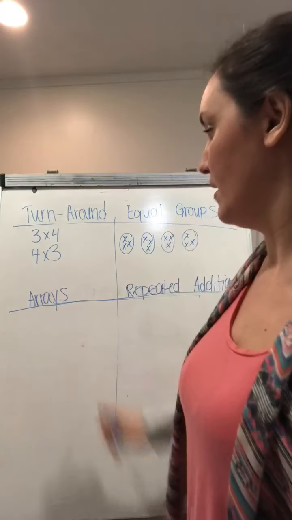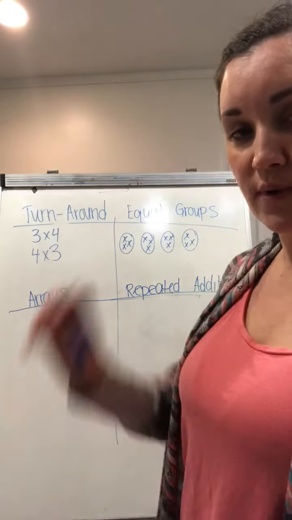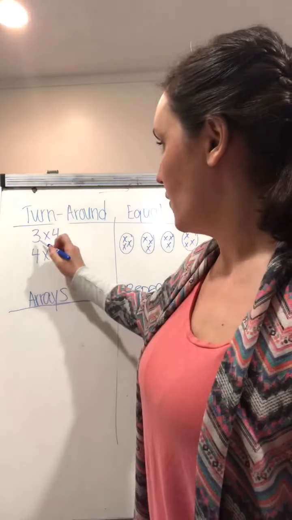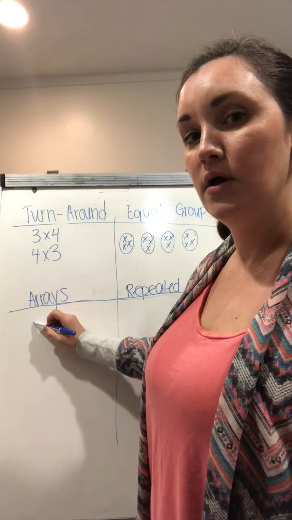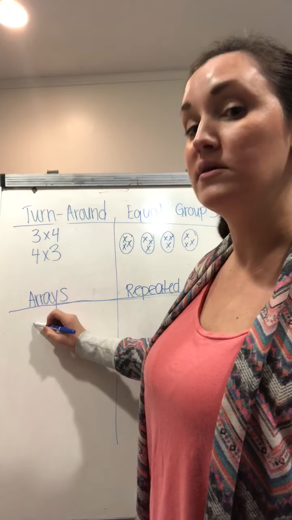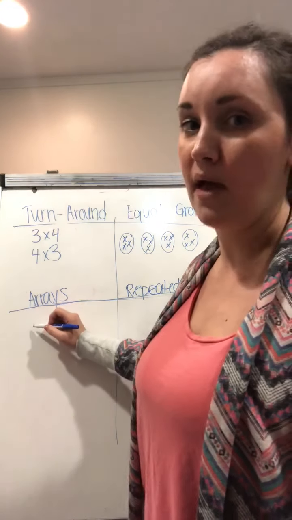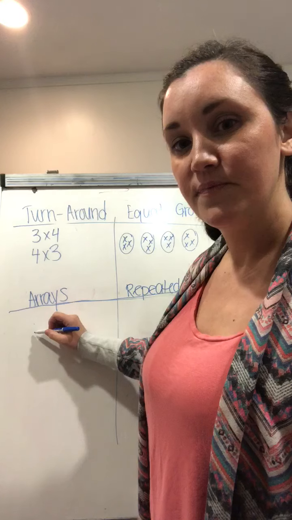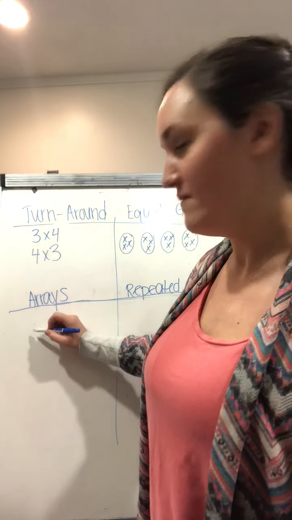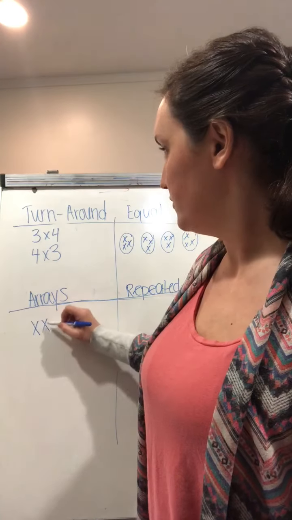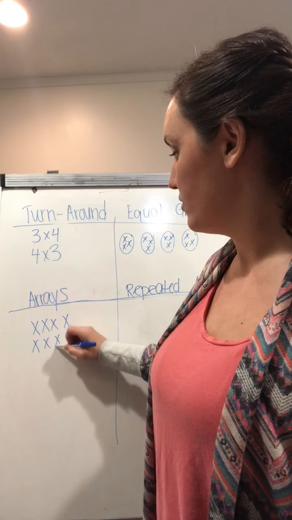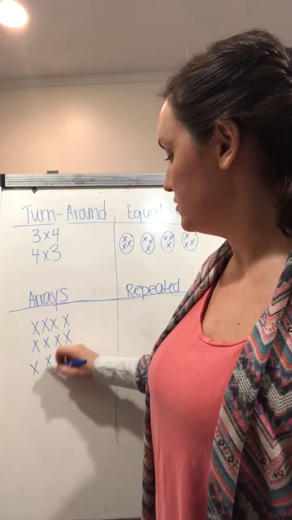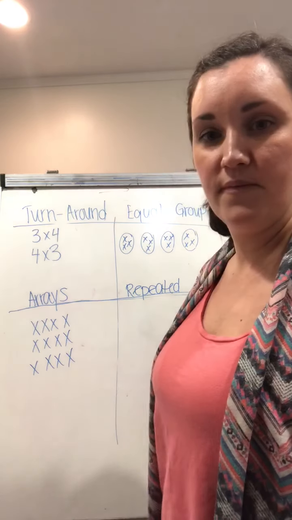Good? All right, let's check for our arrays. So arrays have to be equal rows. So this one I'm going to do 3 rows of 4. You pick which one you're going to do, pause the video and do it on your own, and then check back in with mine. All right, ready? 1, 2, 3, 4. 1, 2, 3, 4. 1, 2, 3, 4.